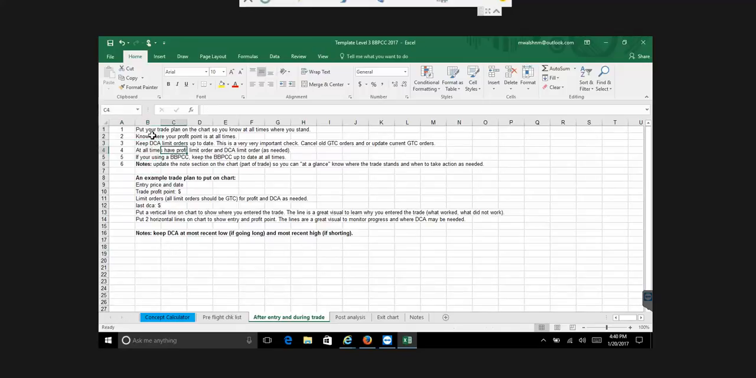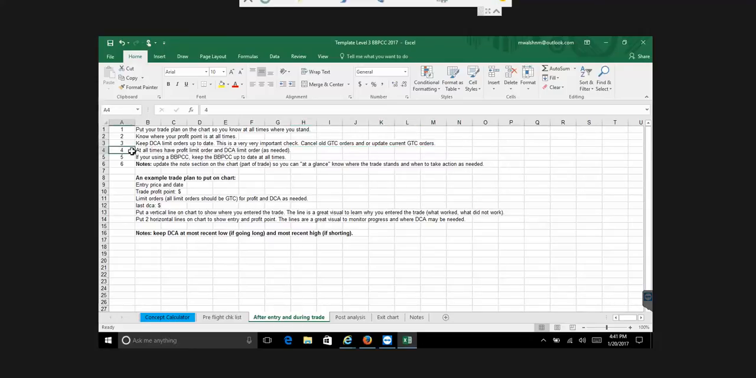Put your trade plan on the chart so you know at all times where you stand. Know where your profit point is at all times. Keep DCA limit orders up to date. This is very, very important. Cancel old good-till-cancel orders and/or update. I haven't even talked about this one yet, but this is on my after entry and during the trade list.